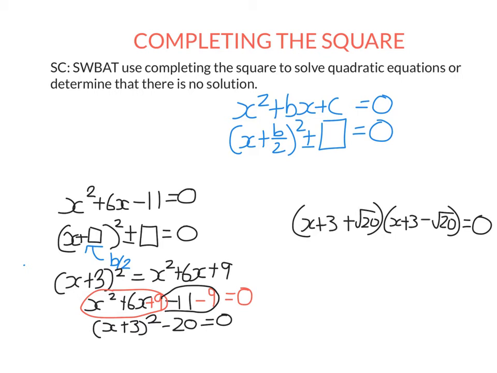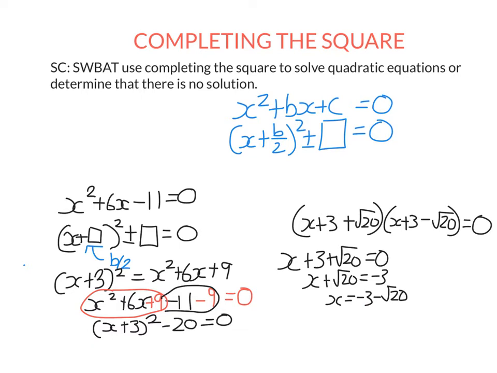Now I can solve using the null factor law. So let's say the first bracket is equal to 0. So to solve this, I just subtract 3 from both sides and then subtract the square root of 20 from both sides. Square root of 20 is just a number, like 4.47. So that is one solution, minus 3 minus root 20.